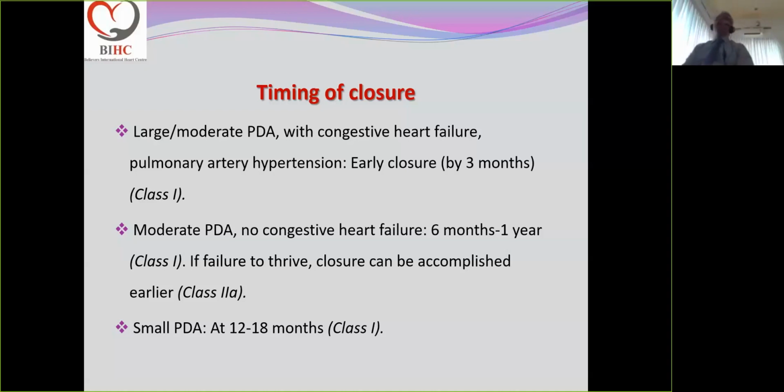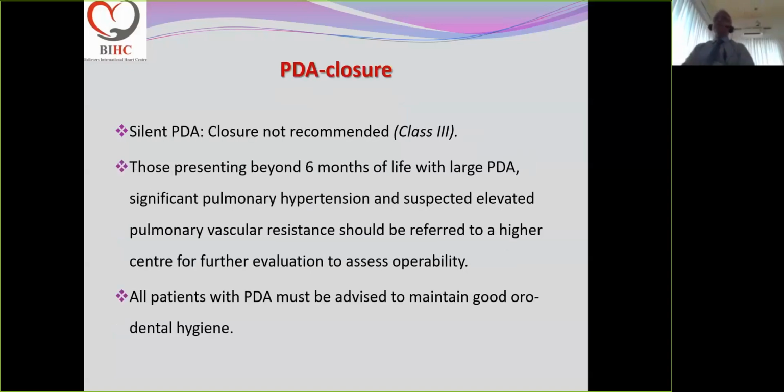A moderate PDA with no congestive heart failure, 6 months to 1 year. If failure to thrive, you can close it anytime. And a smaller PDA with an audible murmur, you can close sometime between 1 and 1.5 years of age. This is mainly to highlight that the large PDAs which are causing trouble should be intervened early enough. It may be either surgical or interventional closure. And for a silent PDA, we said we don't need to close.